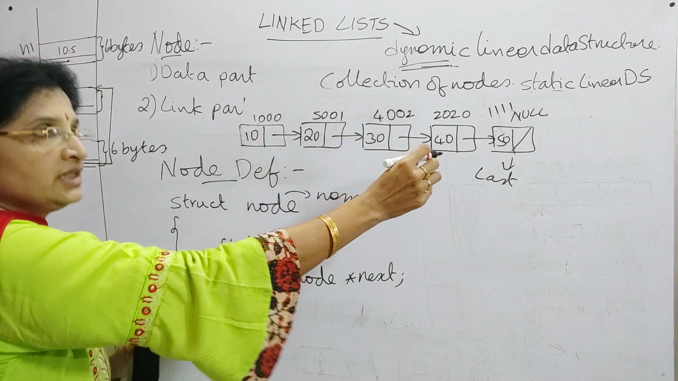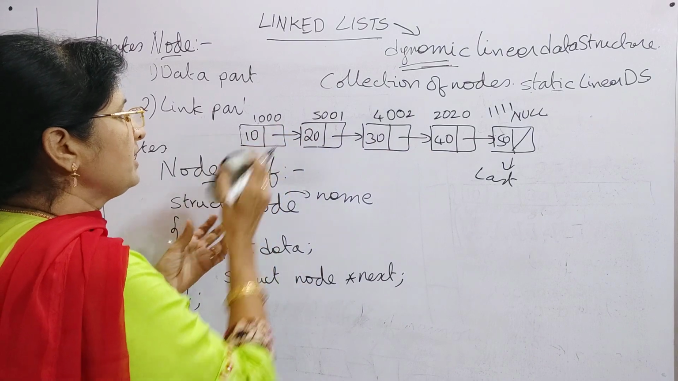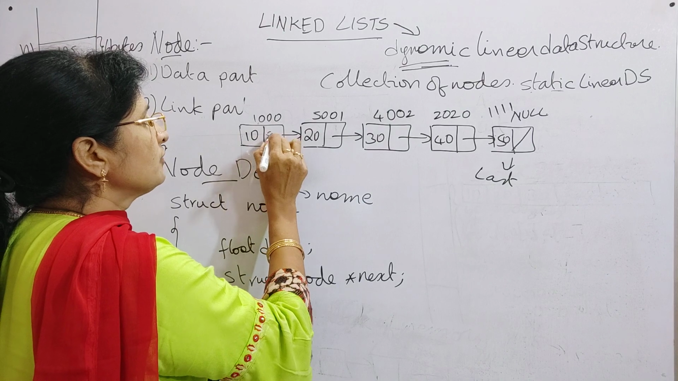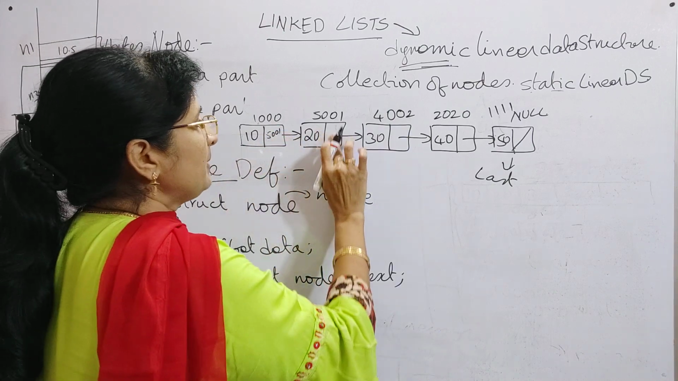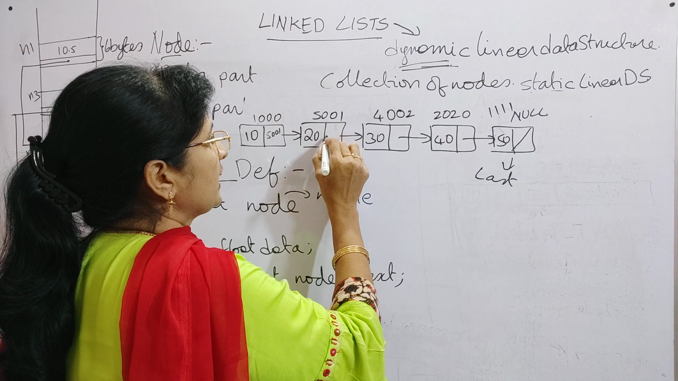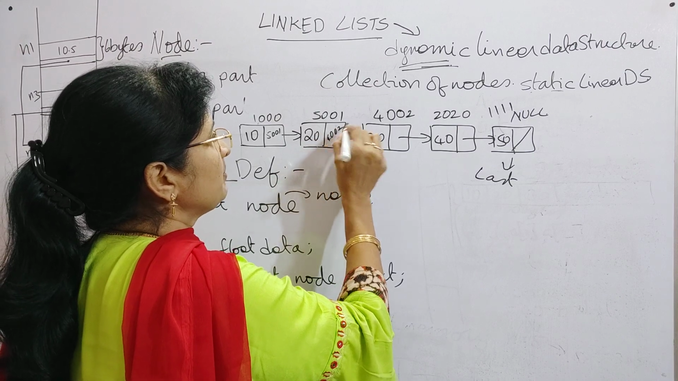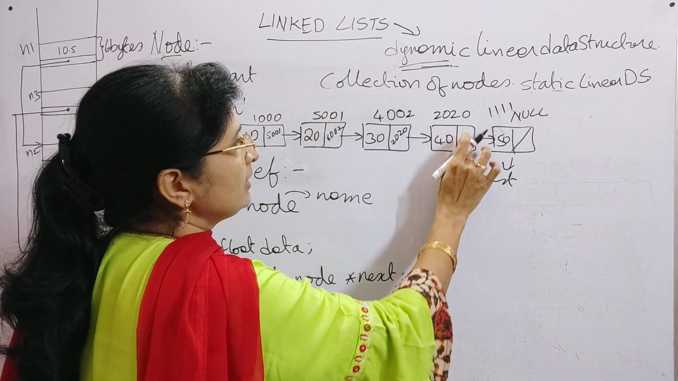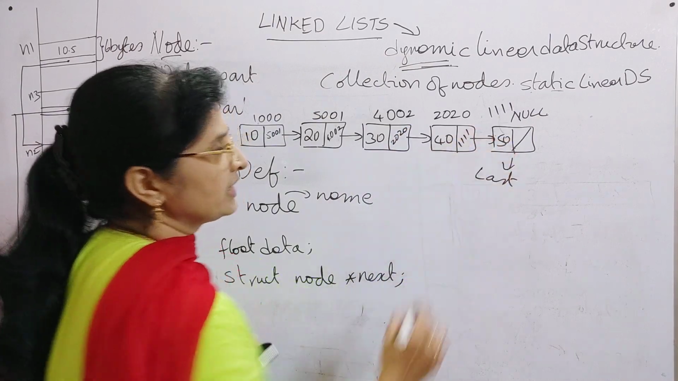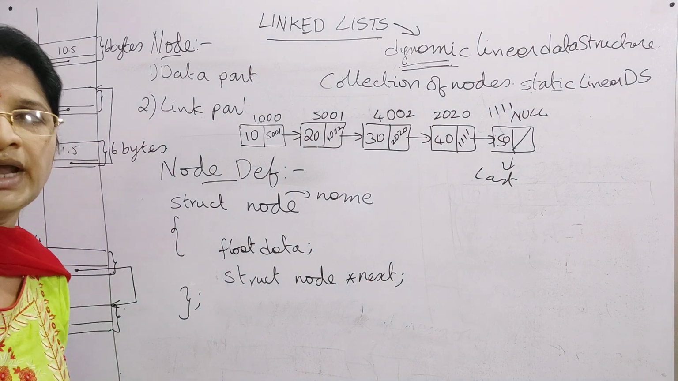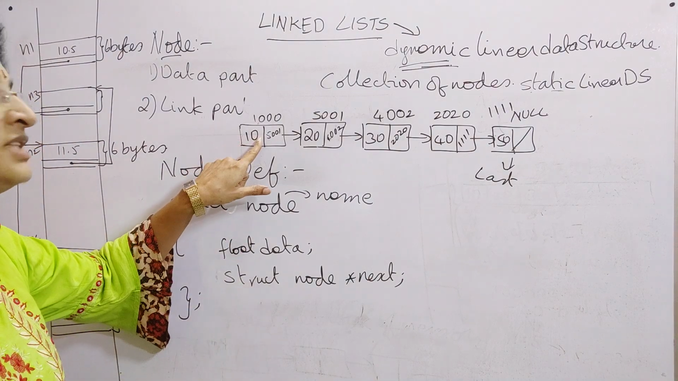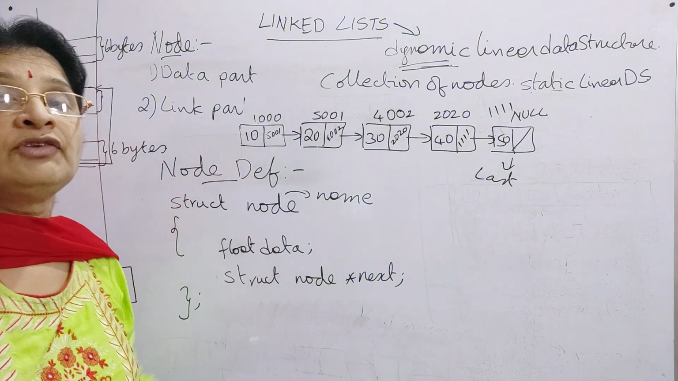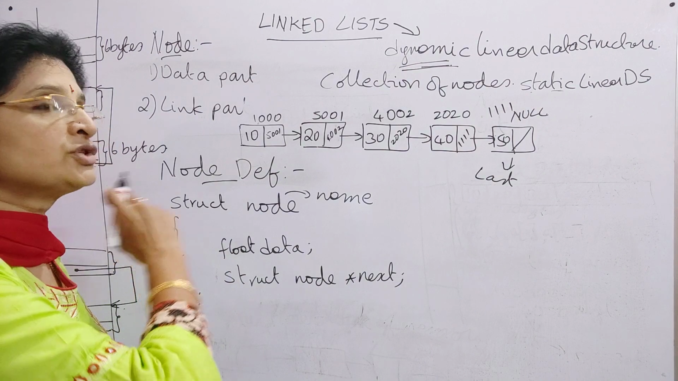Whenever you are allocating the memory like this, what will happen? In the place of the first node's next, 5001 will be placed. In the place of the second node's next, 4002 will be placed, and here you will have 2020, and here 1111. Whenever you maintain the list like this, suppose you lose the first node address, then it will be difficult, because you will lose the total list.